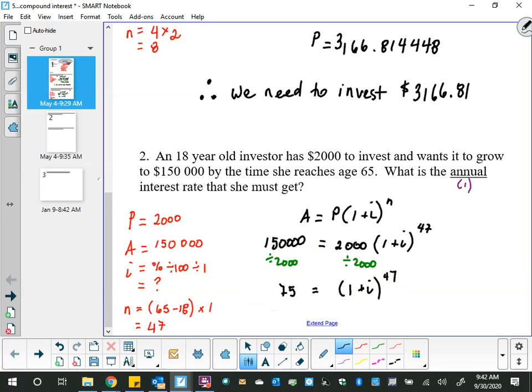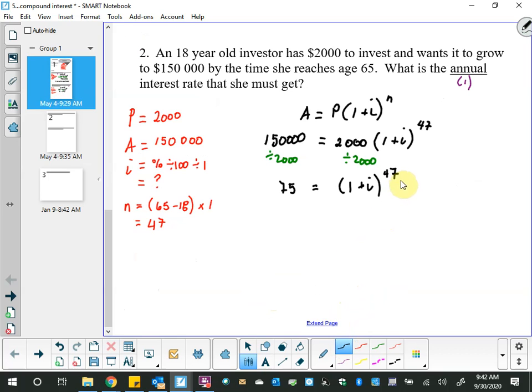Now, here's the hard part that you might over or underthink. To get rid of a little 2 up here, an exponent 2, you would square root. So in order to get rid of a 47, you have to take the 47th square root. And that is going to give you likely a terrible decimal. So before you write down that terrible decimal, I suggest that you write down the next step that's going to happen, which is that this 1, which is added, will need to be subtracted, and then we can come out with our I.